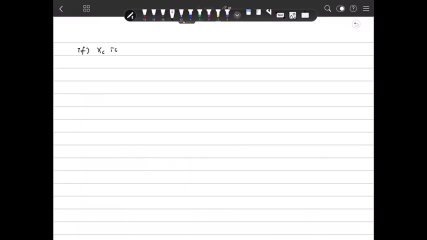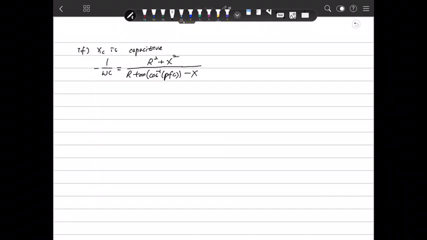If the axis is capacitive, then maybe S will be that value. That is all tangent cosine the desired PF minus x over r square plus x square.